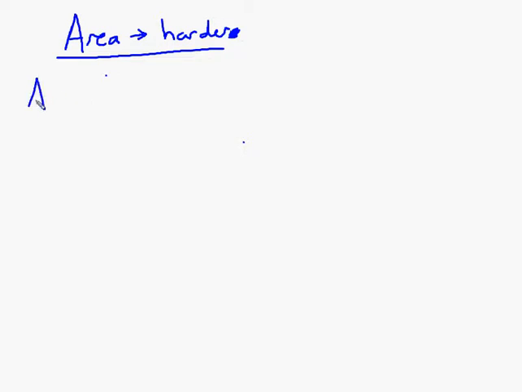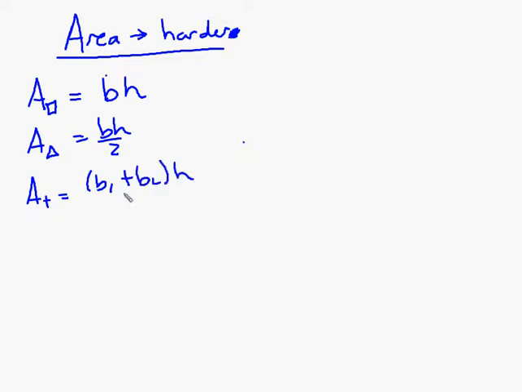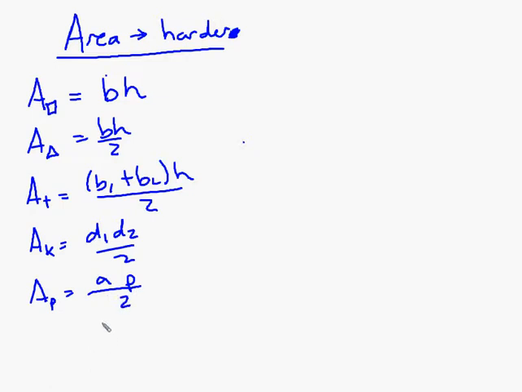What are area formulas? Well, we have area of a parallelogram, so base times height. We have area of a triangle, base times height divided by 2. We have area of a trapezoid, so that's B1 plus B2 times height divided by 2. We have our area of a kite, and that also includes a rhombus in it. Diagonal 1, diagonal 2, divided by 2. And then we have our area of a regular polygon, which is AP divided by 2.